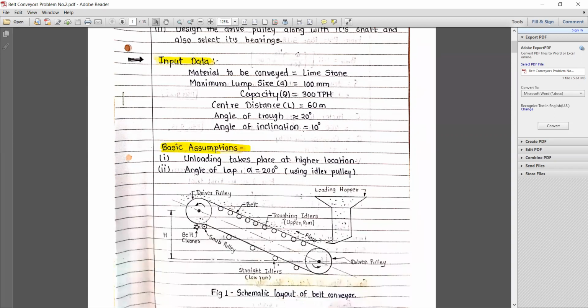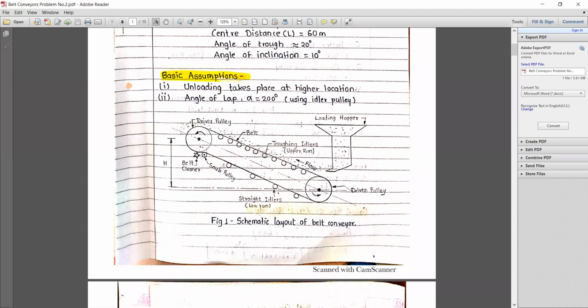Okay, so the first step of any design is to note down the input data. The input data: material to be conveyed, limestone; maximum lump size, denoted by small a, is equal to 100 mm; capacity, capital Q, is equal to 300 ton per hour; center distance, capital L, 60 meter; angle of troughing is approximately 20-degree; angle of inclination is 10-degree.